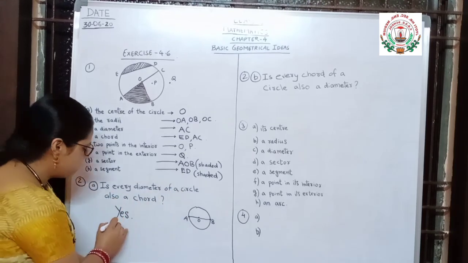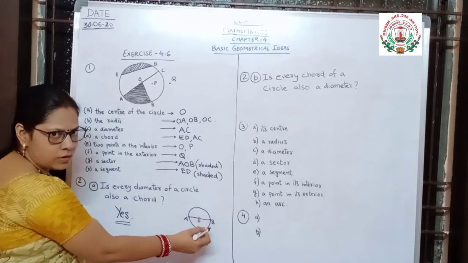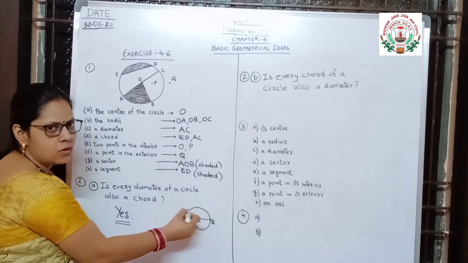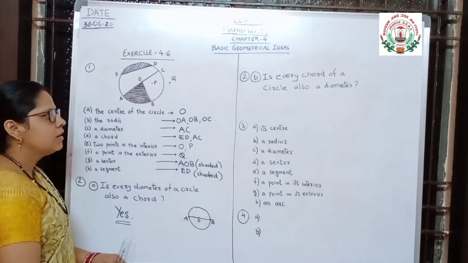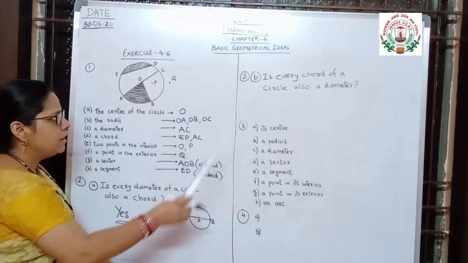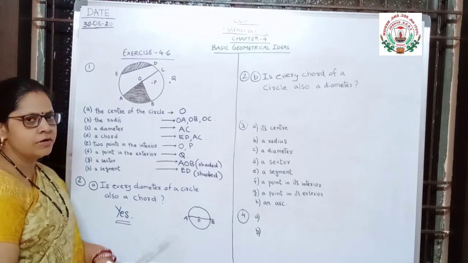This sentence you will be completing. Yes, every diameter is also a chord. This is because it is joining the 2 points on the circle. Now coming to the next part, just the reverse of this. Is every chord of a circle also a diameter?